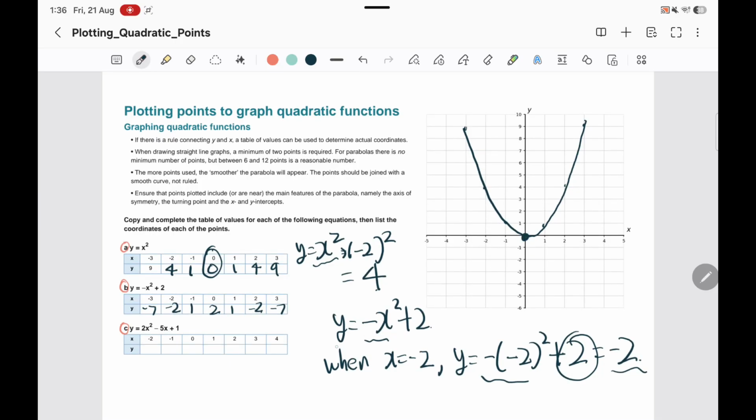So what about this one? I will draw the graph first. We don't have -7 here.